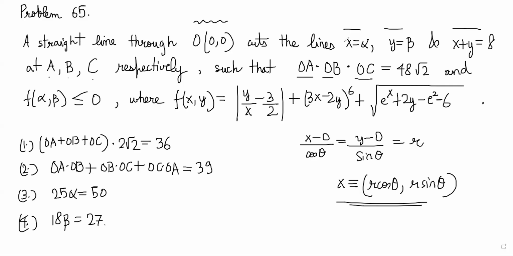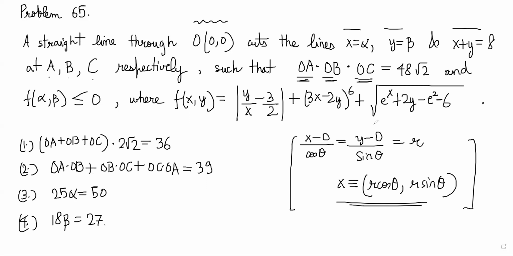For point A, it might be r1 cos theta and r1 sin theta. For point B, it might be r2 cos theta and r2 sin theta. And point C might be r3 cos theta and r3 sin theta, right? So we will get to that. And OA, OB, OC here is simply r1, r2, r3, the distances from the origin.